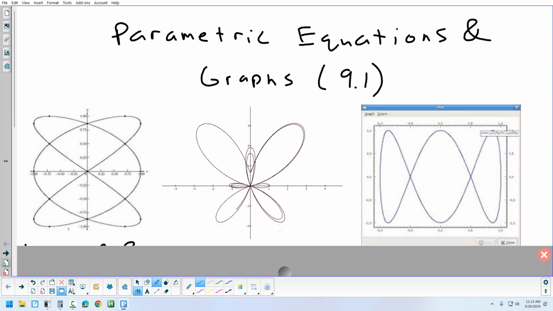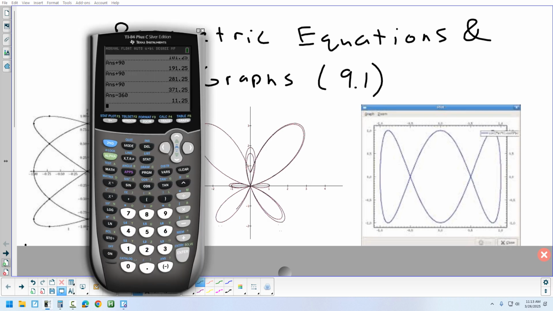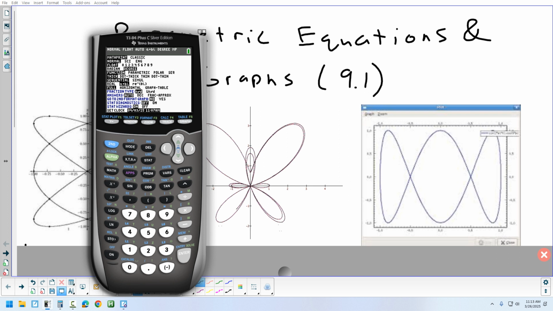You can't draw any of those graphs with the way this calculator is set up right now, because this calculator is in a certain mode. Specifically, it's in the mode that we've called function. And we've never changed that mode. We've kept it in function all year. Well, there's 4 other modes.